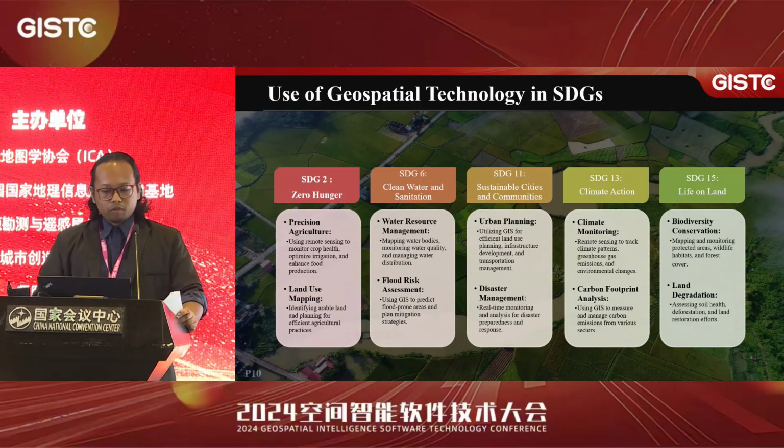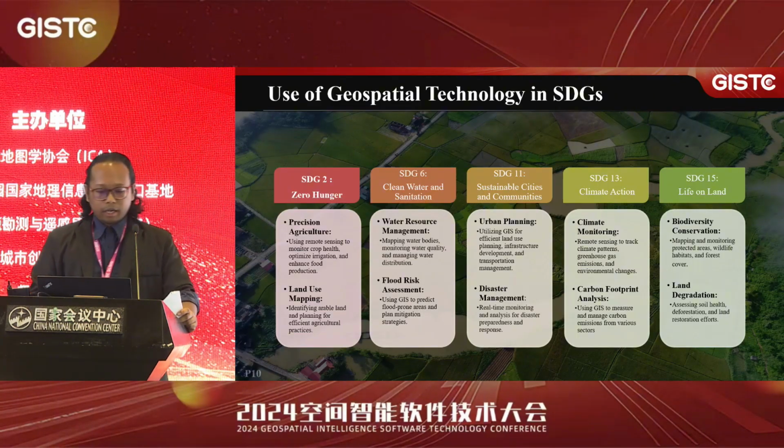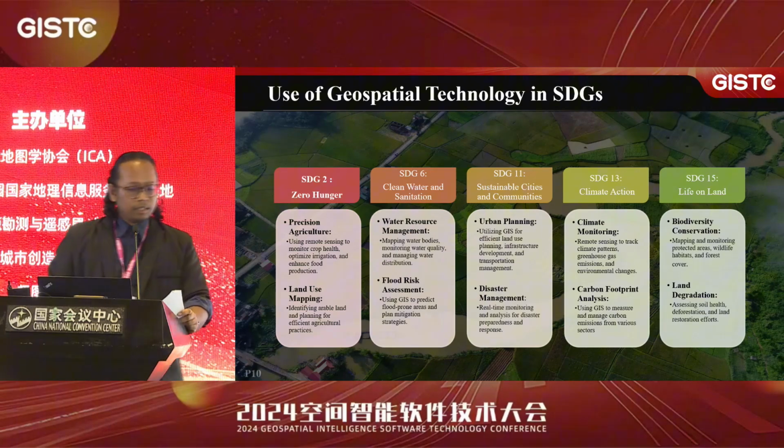This is some of the use of geospatial technology at a high level for each of the SDGs. For example, for SDG 2, Zero Hunger, precision agriculture and also land use mapping using GIS is important.